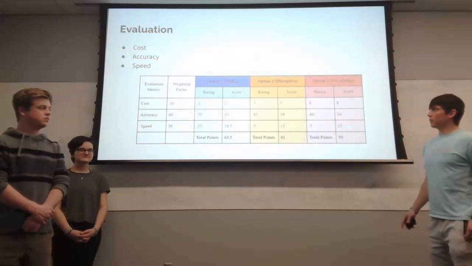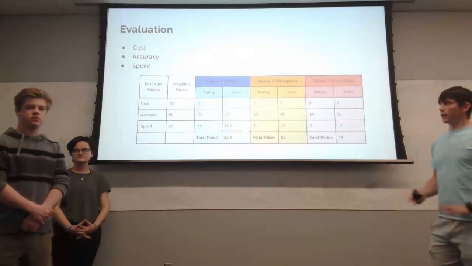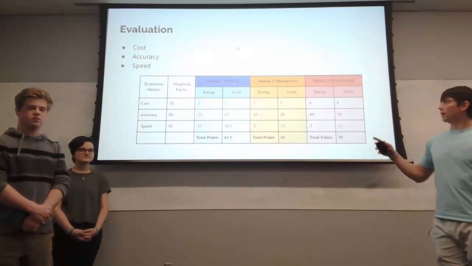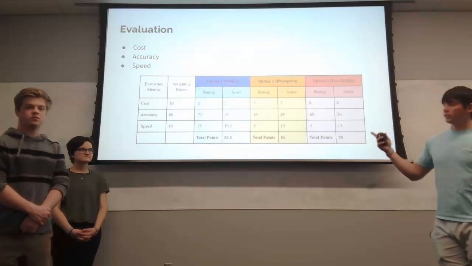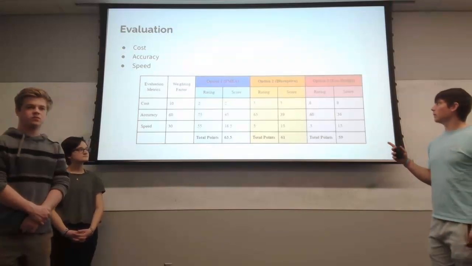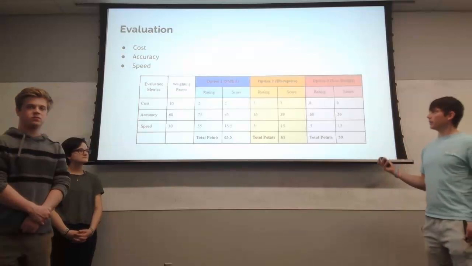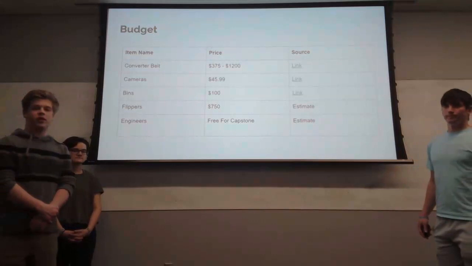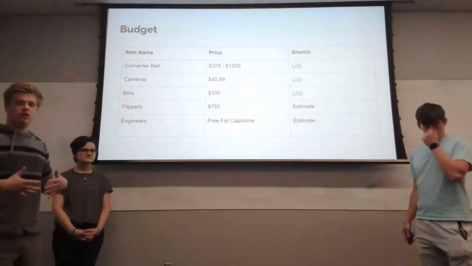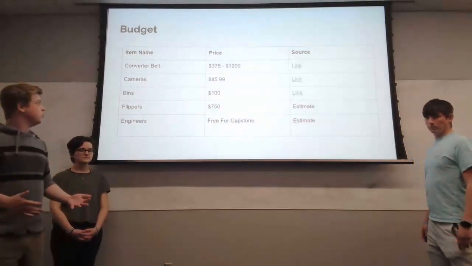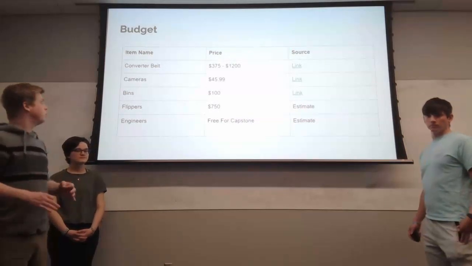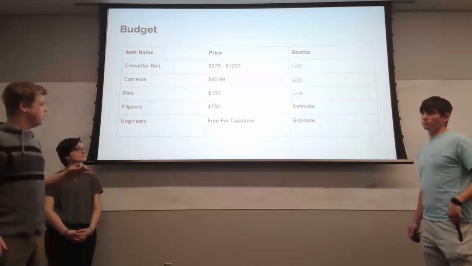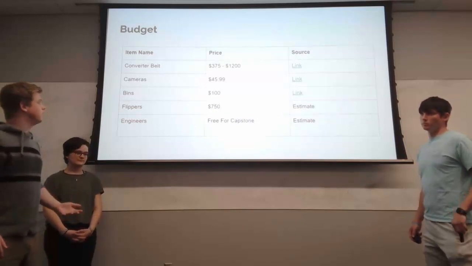So for the evaluation of these three redesigns, we took cost, accuracy, and speed into account because that's what we found most important. As you can see, option one, using the failure mode effect analysis, beat out disruptive and eco design. So after going through all that evaluation, we then decided to look into the price of a prototype. Some of the key parts we identified were the conveyor belt, the cameras, the bins, the flipper mechanism, and of course the engineers that are building all this.